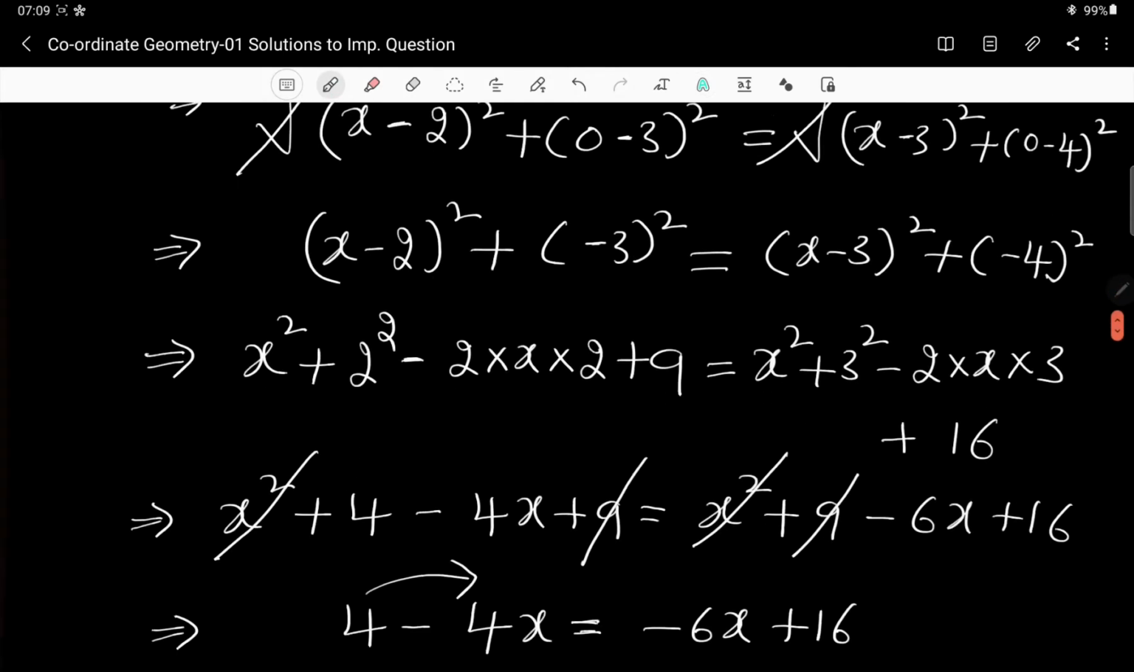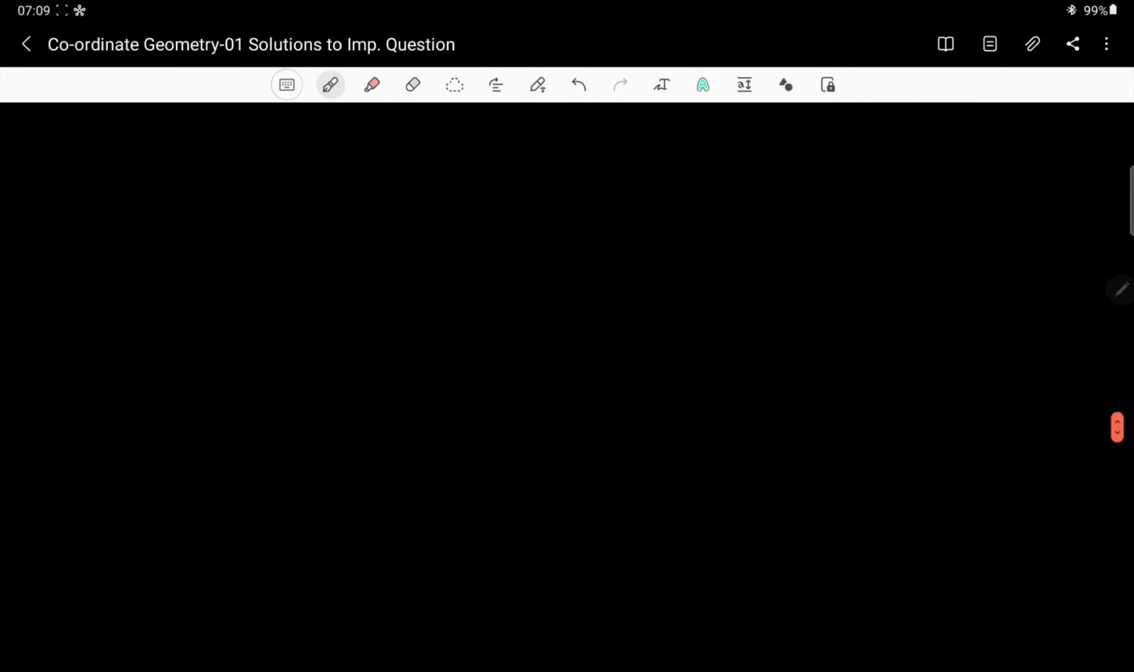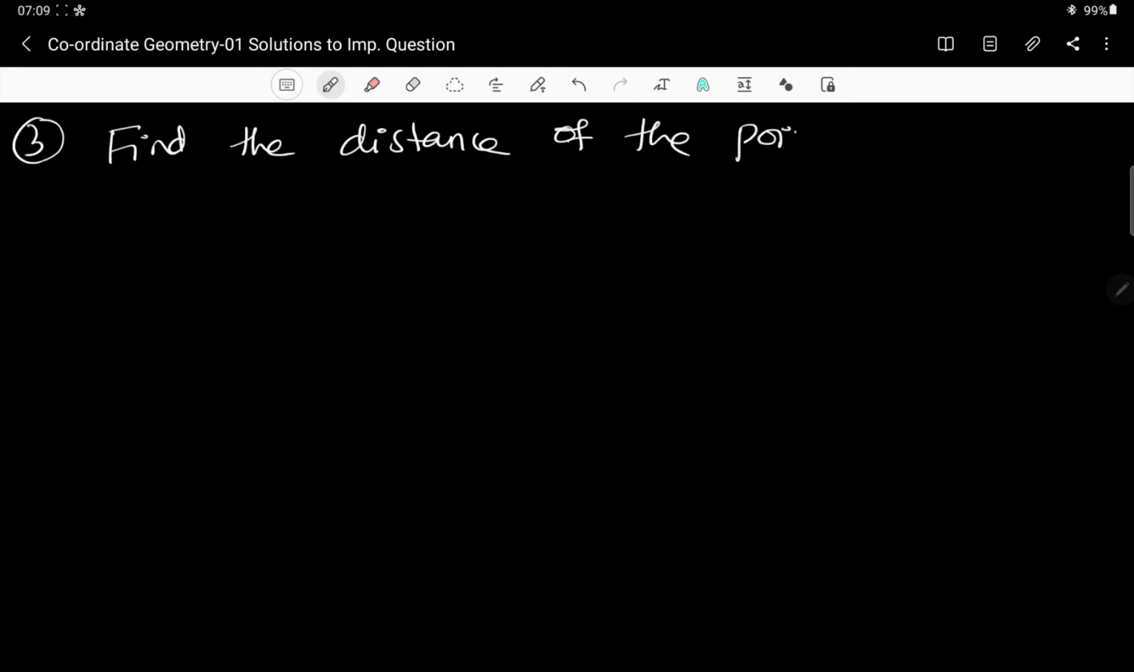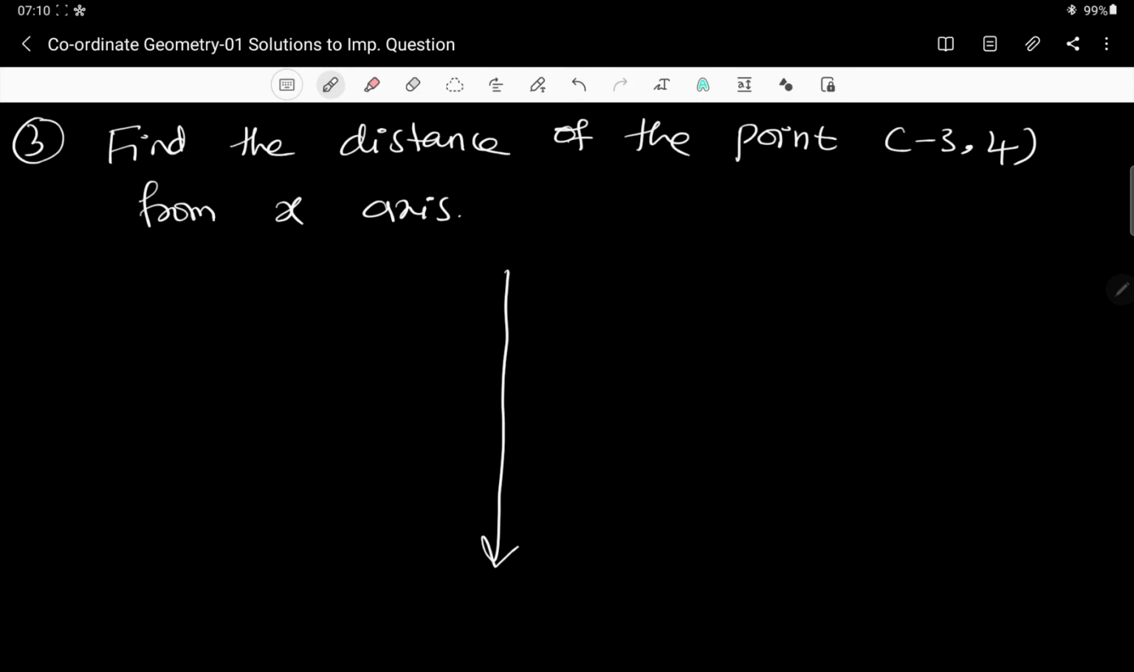All right, so moving forward to the third question, let us have a look at this third question. So what is this third question? Find the distance of the point minus 3 comma 4 from x-axis. Okay, please try to understand this. Minus 3 comma 4, and from x-axis means from which point? That is also very important, no?